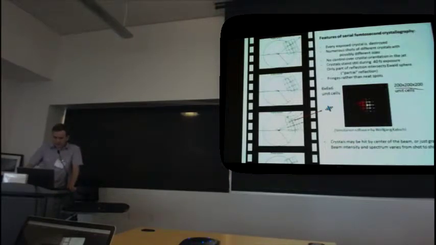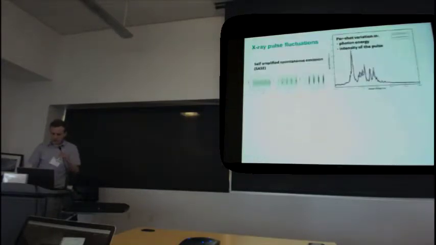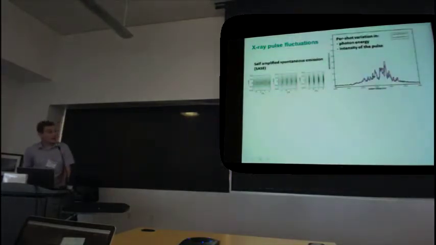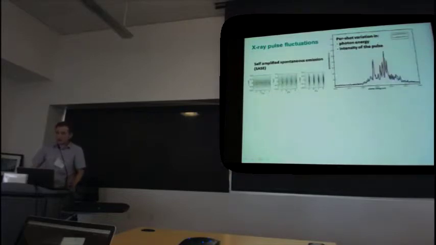In addition to all of that, crystals in the jet may be hit by the center of the X-ray beam, or just grazed by it. It happens just by chance, so there's no control over that. And also the beam intensity and the spectrum, as has been said before today, varies from shot to shot quite a lot. So the X-ray pulses aren't all the same, which adds even more variations to the already not so well controlled crystallography experiment.